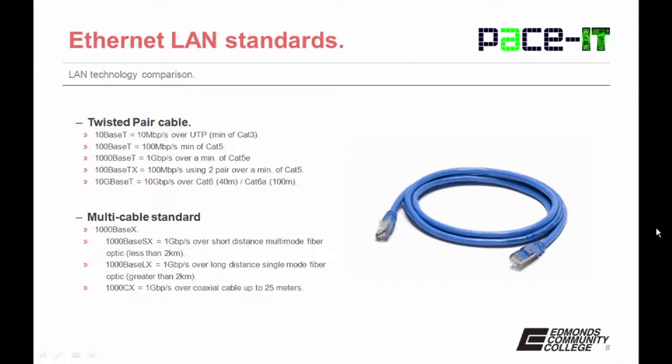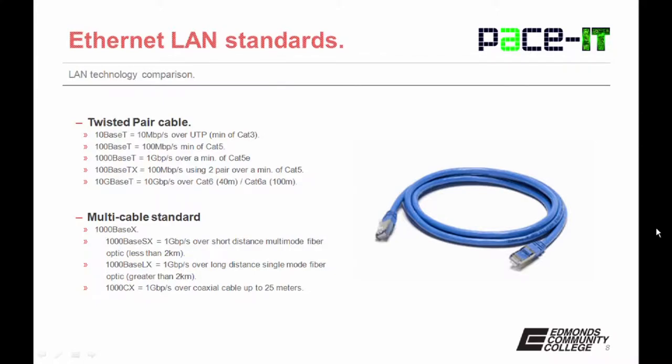Then there's 100 base TX, that's 100 megabits per second, using two pair of wire over a minimum of Cat5 cabling. Then there's 10G base T, that's 10 gigabits per second, and that requires a minimum of a Cat6 cable. If you use Cat6, you're limited to only 40 meters. But if you use a Cat6A cable, you can get the 100 meter maximum distance.